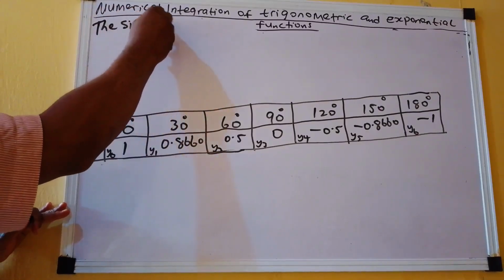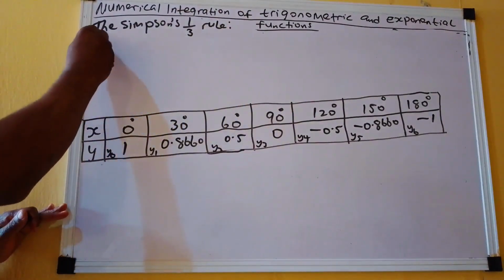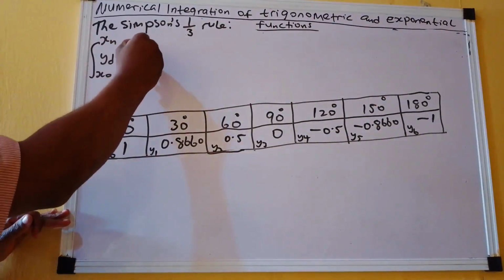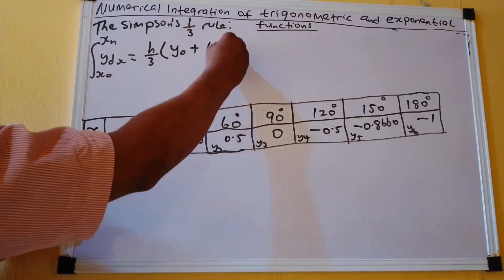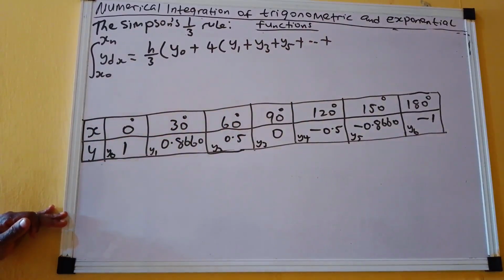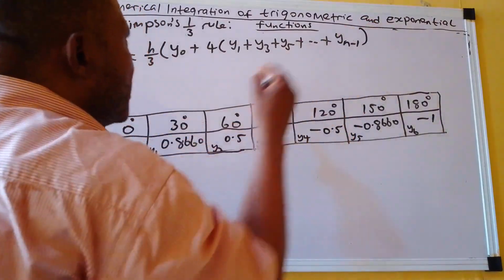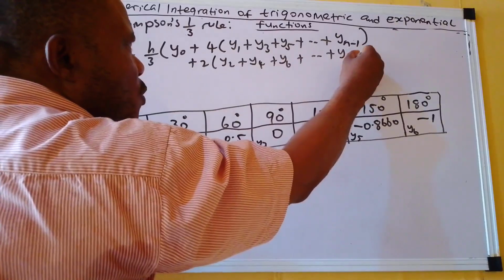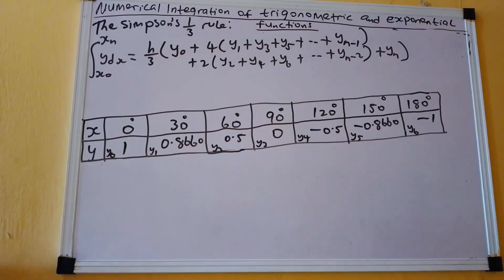The Simpson's 1/3 rule is given as the integral from x naught to xn of y dx, and this is equal to h over 3 into, in bracket, y naught plus 4 into y1 plus y3 plus y5 plus up to yn minus 1, then permit me to continue here, plus 2 into y2 plus y4 plus y6 up to yn minus 2, then you close the bracket, of course plus yn, then you close the bigger bracket. So this is how the Simpson's 1/3 rule is used.